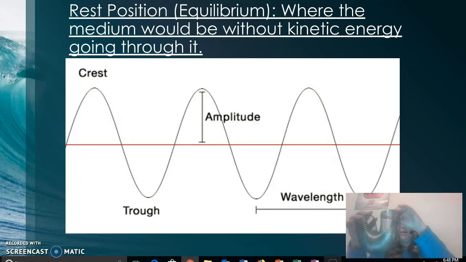and you can see that now gravity is making it form a trough. Conversely, I can flip it up, and now it's formed a crest. Okay, so rest equilibrium is no energy moving through it. You could also think of a nice cool lake, and you put one drop of water. It's nice and cool and still before the water hits there. That water is at rest position or equilibrium.